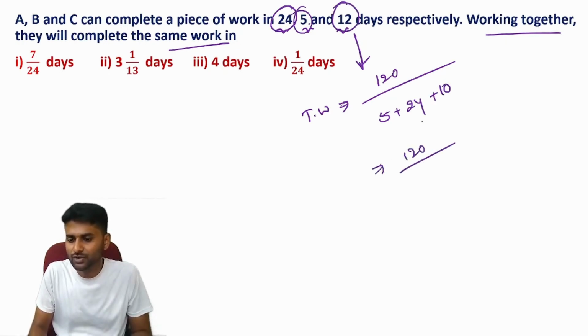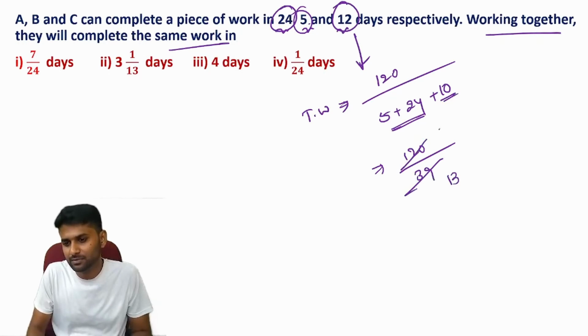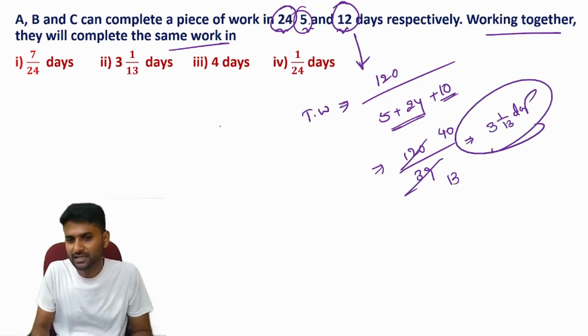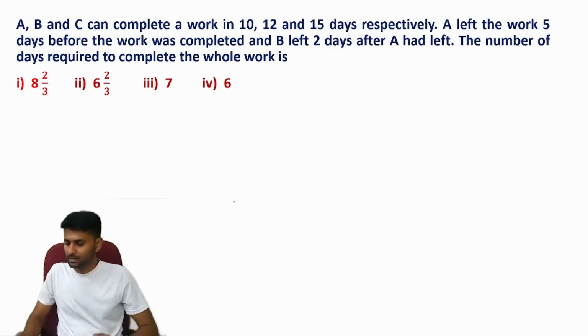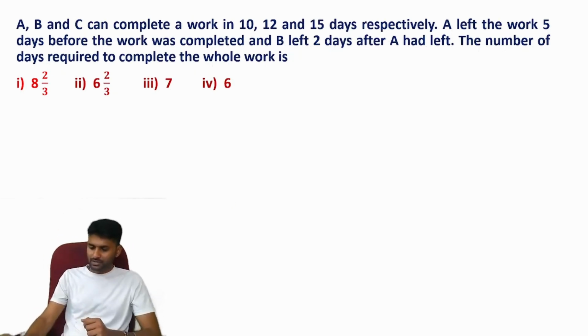Now go through the calculation. 120 divided by 30. So you can cancel in 3 table, 40 by 30. So 13 3 is 39, remainder is 1 by 30. So 3 1 by 30 days. So try to solve this question.